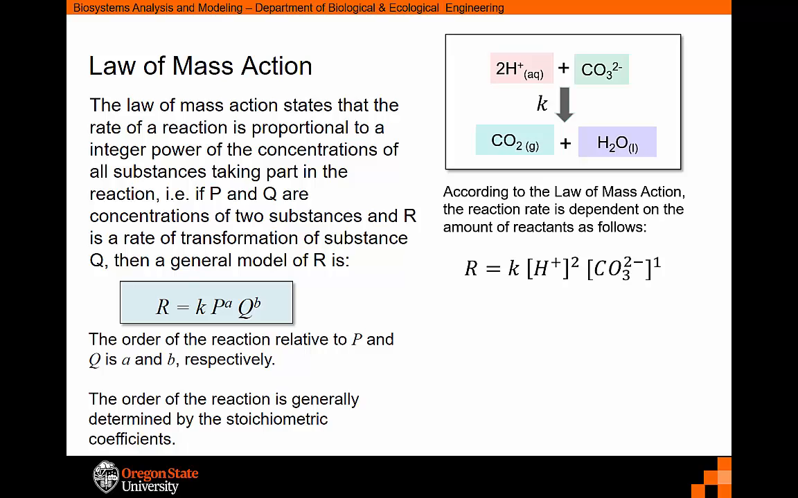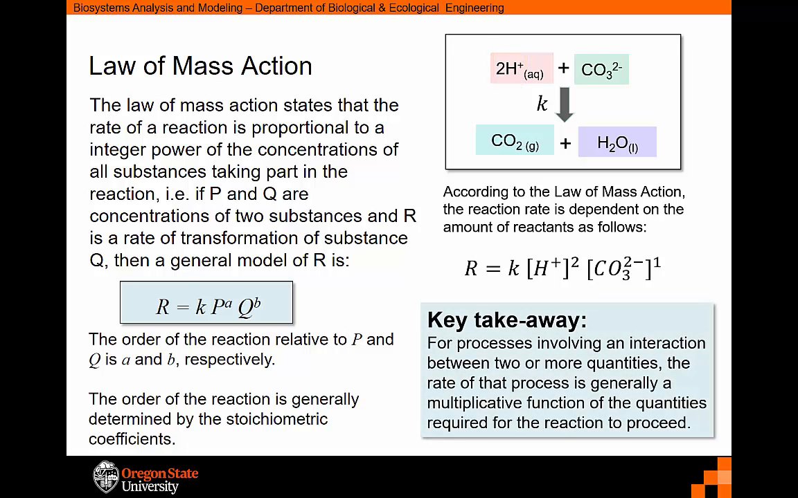According to the law of mass action, the rate at which this reaction will proceed is proportional to the product of the hydrogen ion concentration squared and the carbonate concentration raised to the first power. The hydrogen ion concentration term is squared because the stoichiometric coefficient for hydrogen is 2. A key insight of the law of mass action is that for processes involving an interaction between two or more quantities, the rate of that process is generally a multiplicative function of the quantities required for the reaction to proceed.